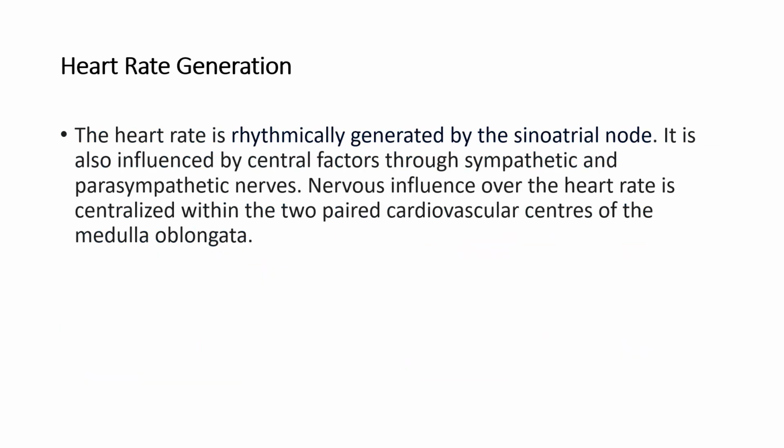Heart rate generation. The heart rate is rhythmically generated by the SA node, the sinoatrial node. It is also influenced by central factors through the sympathetic and parasympathetic nerves. Nerve influence over the heart rate is centralized within two paired cardiovascular centers of the medulla oblongata. So what is the cardiovascular center? That is the medulla oblongata. We have the sympathetic action, and we have the parasympathetic action also.